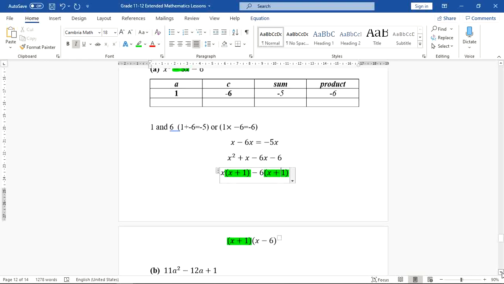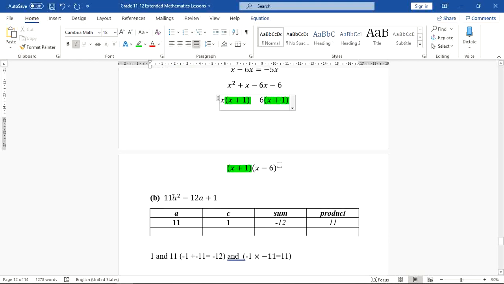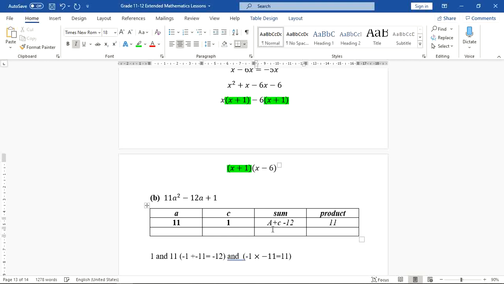Let's look at this one. I have 11a squared minus 12a plus 1. I want to factorize that, so I will identify a and c. So a is positive 11 and c is positive 1. So I want factors of 11 in such a way that the sum of them, a plus c, should give me minus 12. But if I multiply the same two factors, they should give me positive 11.